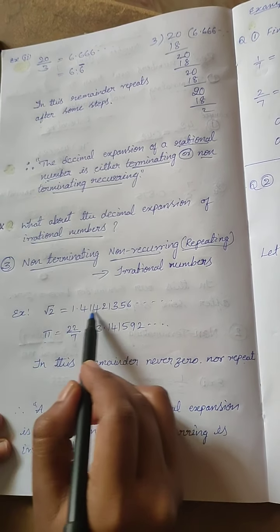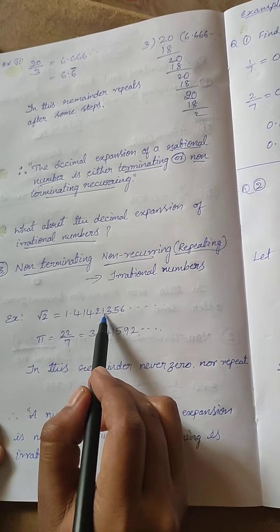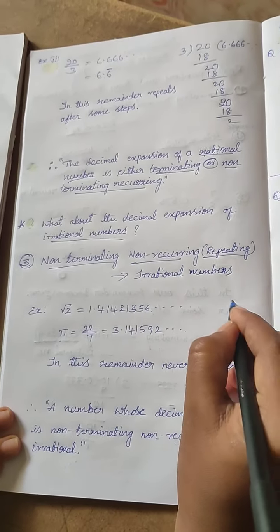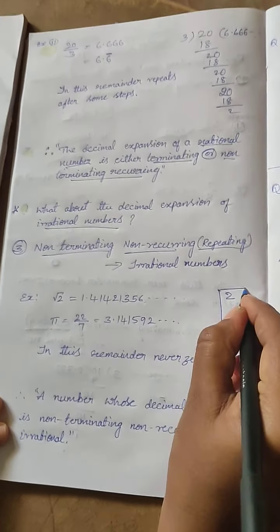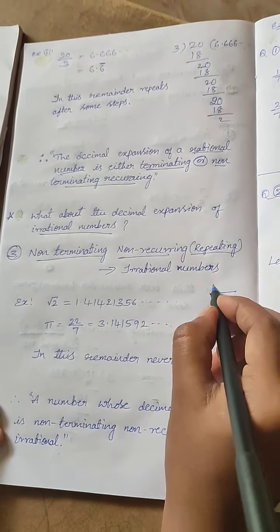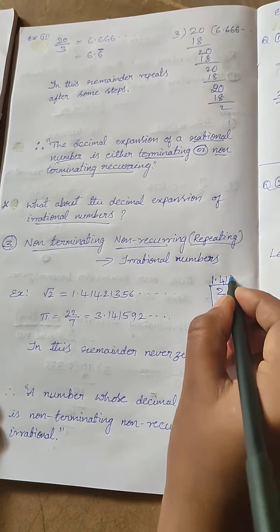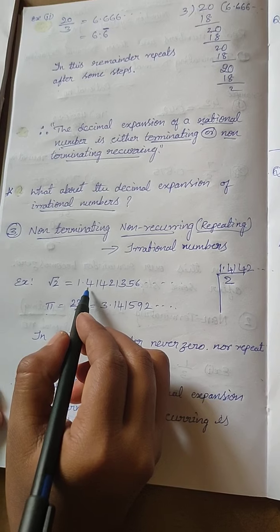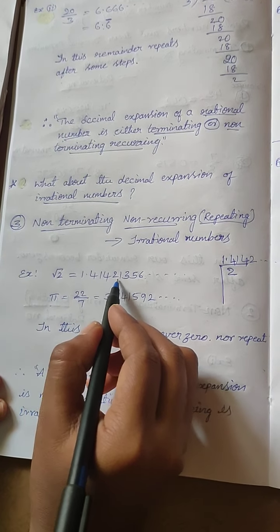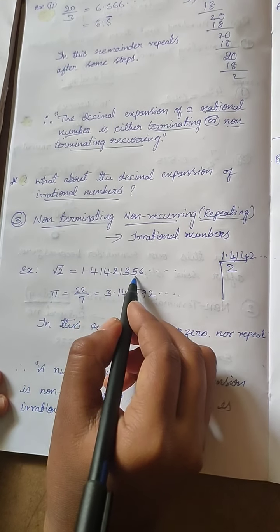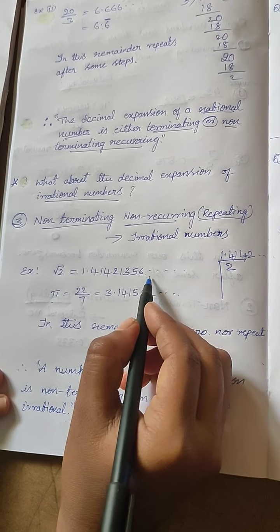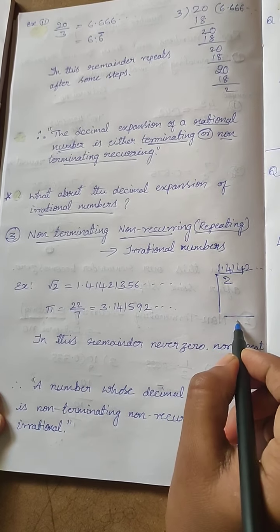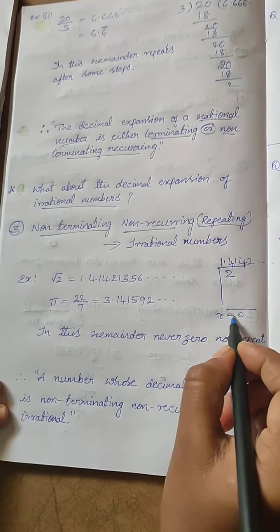The value of root 2 is 1.41421356. You can divide 2 using the division method. We get the decimal expansion 1.4142 and so on. Observe this: the digits do not repeat. The same number will not repeat, and it never ends with 0. The remainder is not equal to 0.